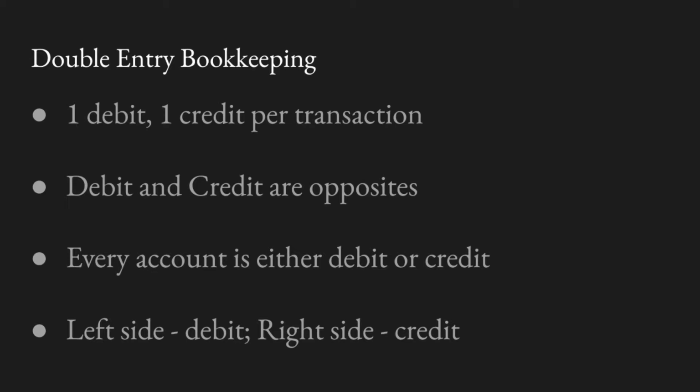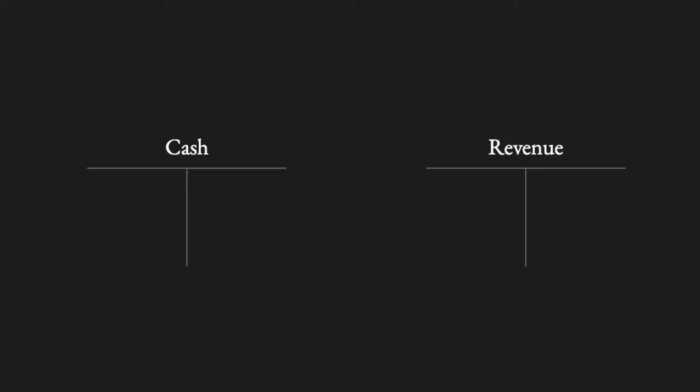So let's look at an example to help you understand exactly what debit and credit is. So here we have two different accounts, cash and revenue. Let's say that I am the business owner of fictional company ABC. And fictional company ABC has a certain amount of cash and a certain amount of revenue. So as we discussed, the left side is debit and the right side is credit. So here we have the cash account showing how much cash we have, and here we have a revenue account showing how much money we've made.